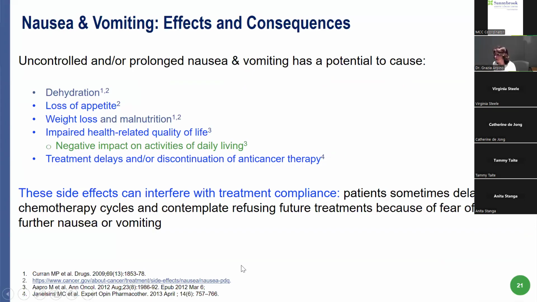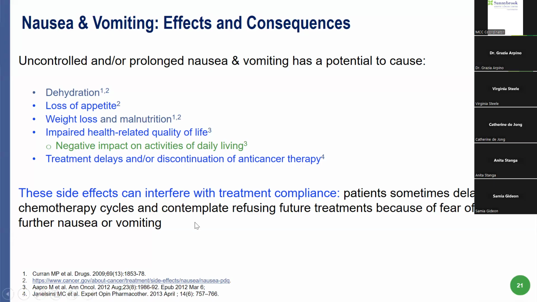So the problems related to nausea and vomiting, which we probably sometimes underestimate, but which we must focus on in order to keep our patients on treatment, are dehydration, loss of appetite, and weight loss, which is a critical problem in metastatic cancer patients, where keeping weight is a sign of good performance. Impaired quality of life, because people cannot live the same type of life they were living without our treatment. And very importantly, it may lead to discontinuation of treatment or lack of adherence.